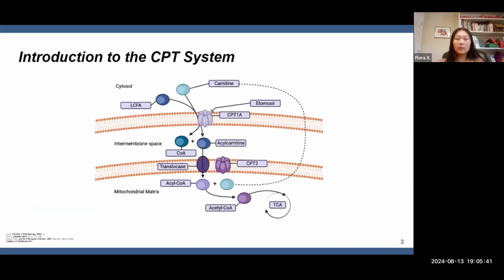The CPT1 is an enzyme located in the outer membrane of the mitochondria. CPT1 forms acyl carnitines from long-chain fatty acids and carnitine, where it is then transported through the inner mitochondrial membrane through CPT2, where it's turned into acyl-CoA. In other words, it's the rate-limiting enzyme for fatty acid oxidation.